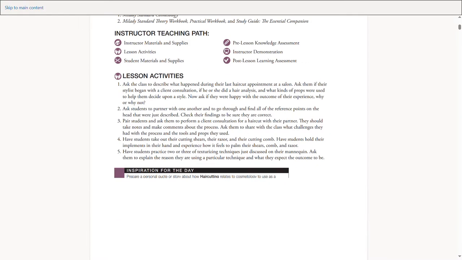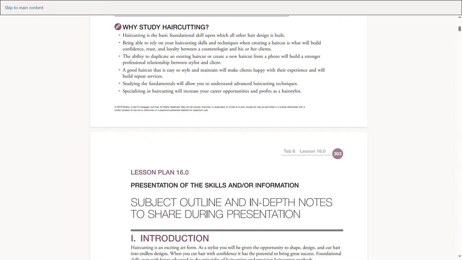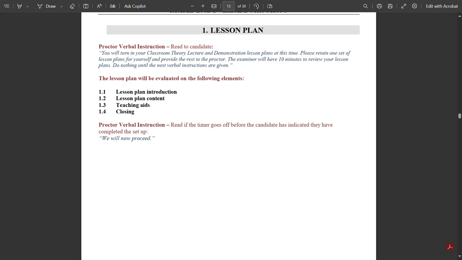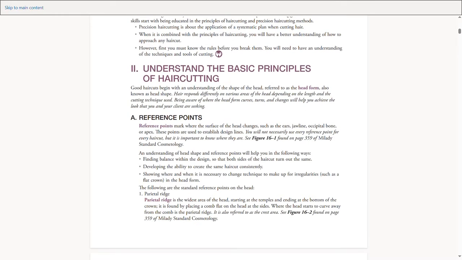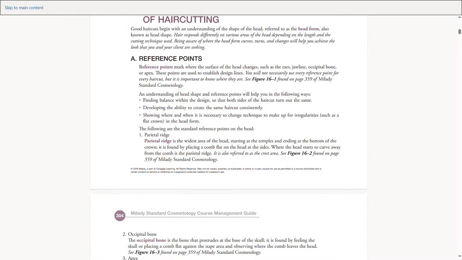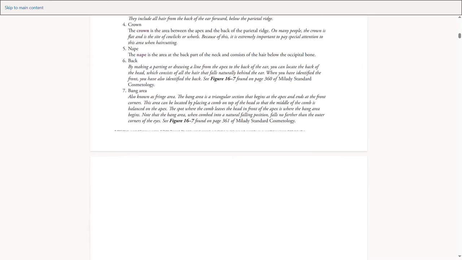Now, the next thing we want to take a look at is what does the content of your exam look like? So we covered the 1.1 lesson plan introduction. Let's talk about 1.2, the lesson plan content. So for your lecture, this is just going to look like an outline. So here's an example of what an outline looks like. Yours will not need to be anywhere near this detailed or thorough.